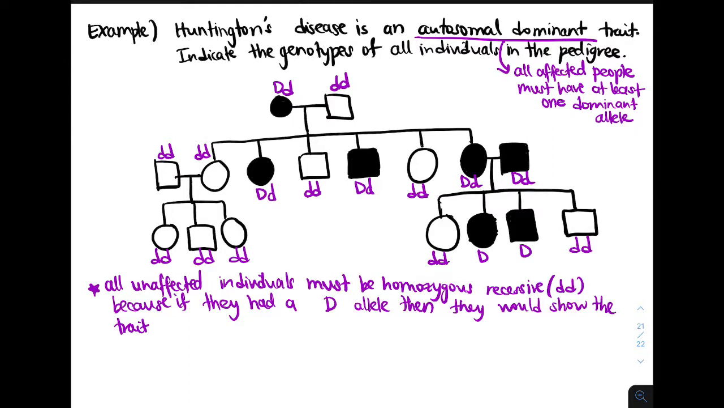Now let's look at the third generation, where we have two offspring that are colored or shaded in, but we don't know which parent they received that big D allele from because both parents are shaded in. So the mother could have contributed the big D or the father. This means that we can't be sure of what the second allele of those individuals are, so we'll just leave a blank. And we filled in the pedigree.